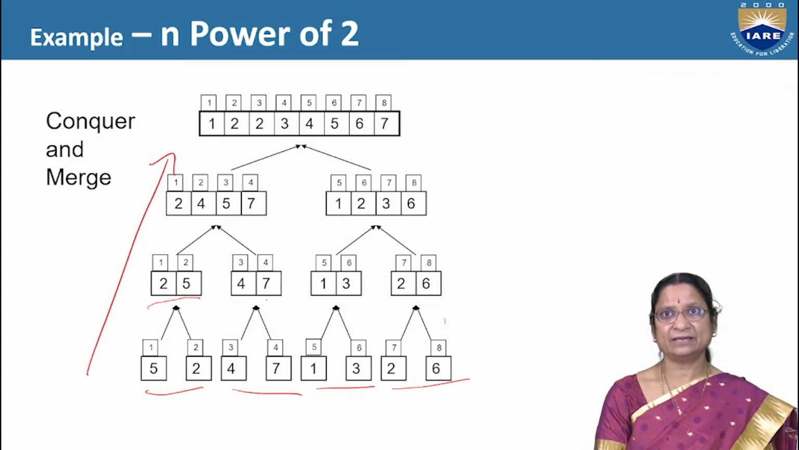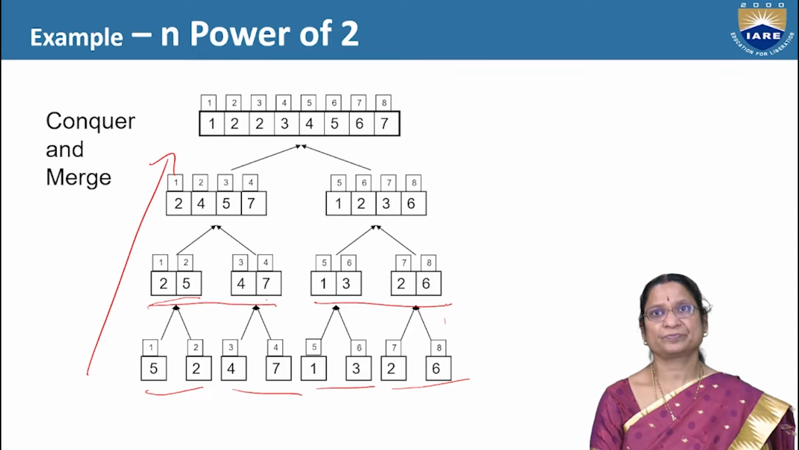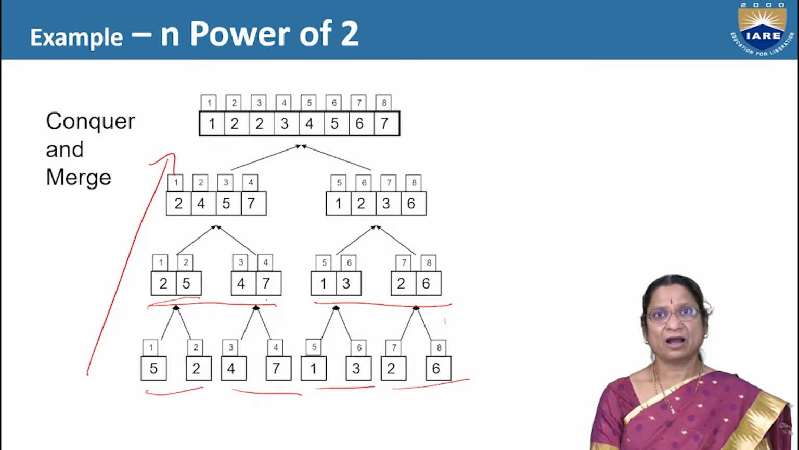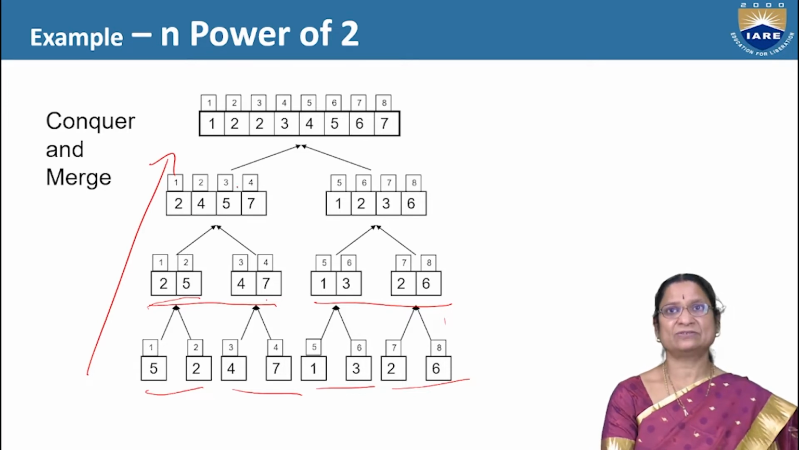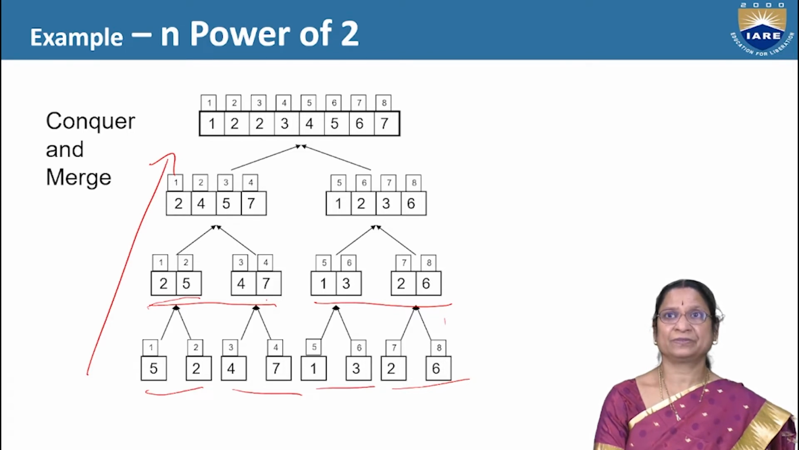Then what happens again? Consecutive 2 sublists must be merged. That means these 2 must be merged, and these 2 must be merged. 2, 5 is in sorted order, 4, 7 is in sorted order, as input lists. After merging, we will get 2, 4, 5, 7. The merged result will be in sorted order. How it will be resulted, I'll explain after discussing the algorithm.